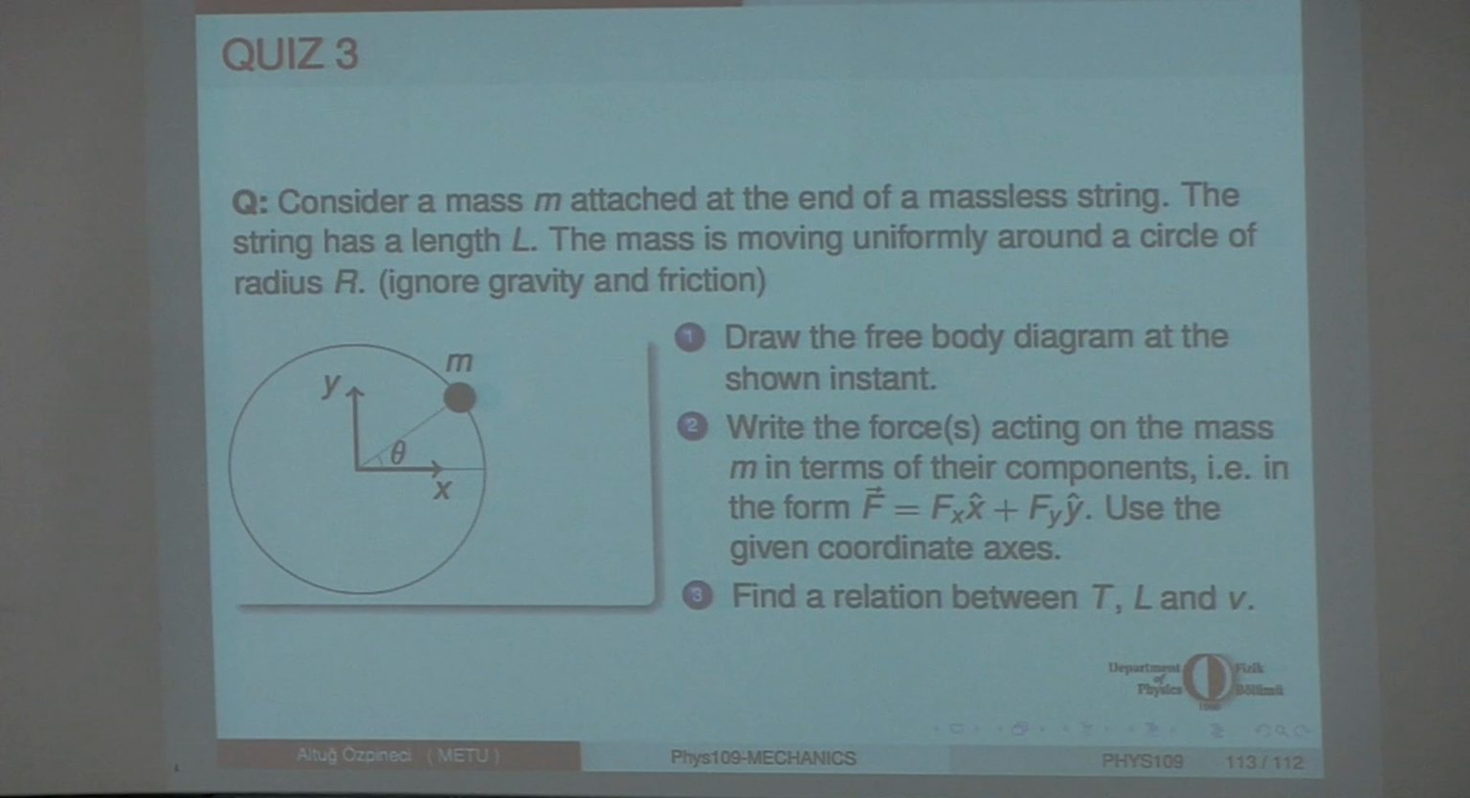At that instant, the forces will be changing as your mass is moving, but at that instant, I would like you to write the forces in this form. The x component along the x-hat, the y component along the y-hat, in terms of their components. And the third one is just to find the relation between the tension, the length of the string, and the speed of your mass m.